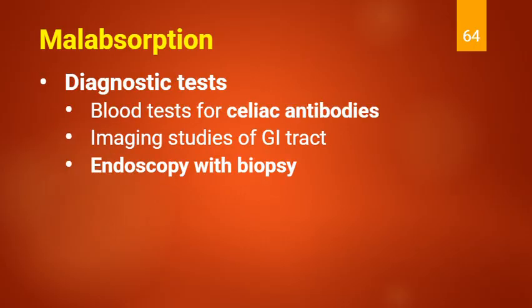Diagnosis of malabsorption involves medical history, laboratory testing, imaging studies, and endoscopic evaluation. Blood tests may detect antibodies associated with celiac disease, such as tissue transglutaminase antibodies. Imaging studies may evaluate the structure of the gastrointestinal tract. An endoscopy with biopsy of the small intestine can confirm damage to the intestinal lining and is commonly used to diagnose celiac disease.